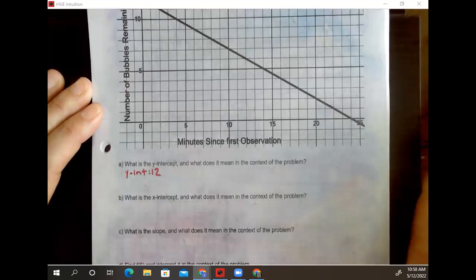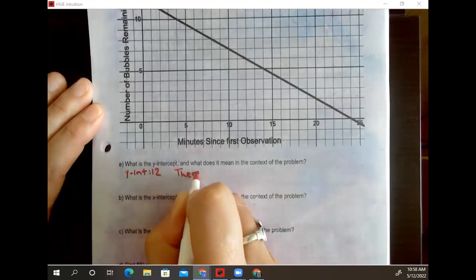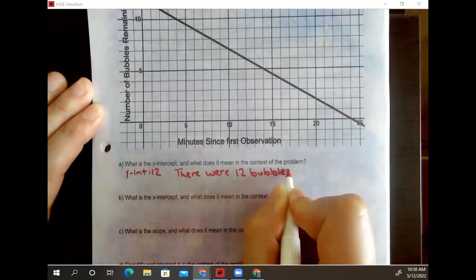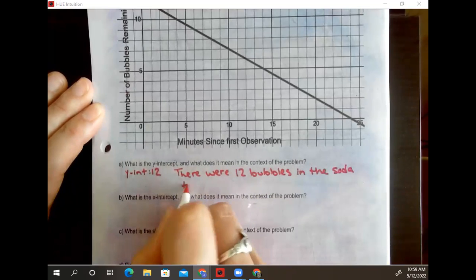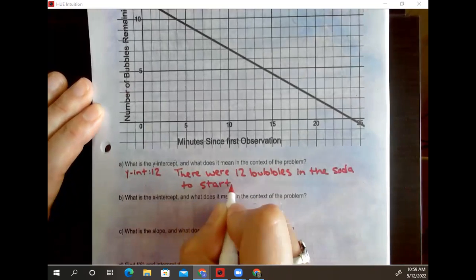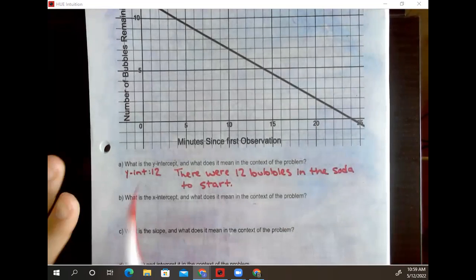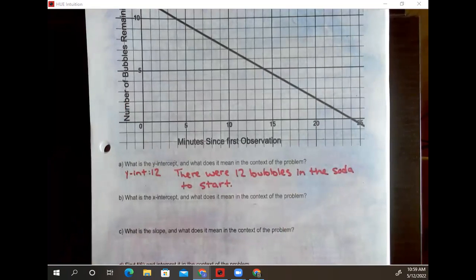Number of bubbles after 0 minutes, or we could also say number of bubbles when Harry first looked at the glass. There are a lot of different ways you could phrase this. There were 12 bubbles in the soda to start, or when Harry first looked, or at 0 minutes. The important thing here, what we just talked about a second ago, is that I have both of my variables factored into my explanation. I talked about the number of bubbles and also when I had that number of bubbles. Both of those are important. That gives me the complete context.